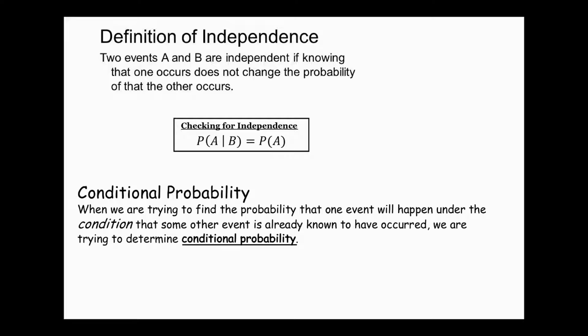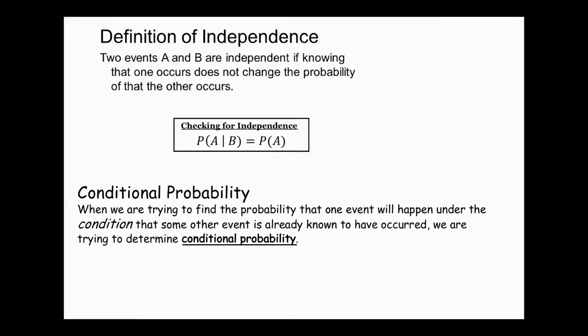Okay, I roll a die and I roll a 2. Does knowing I rolled a 2 change the probability that I get another 2? Still 1 out of 6, right? Those events are independent of each other. They have nothing to do with each other. They don't affect each other. But if it changes, then it's what we call dependent.